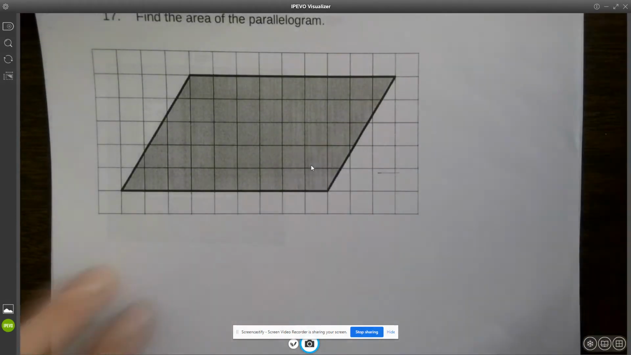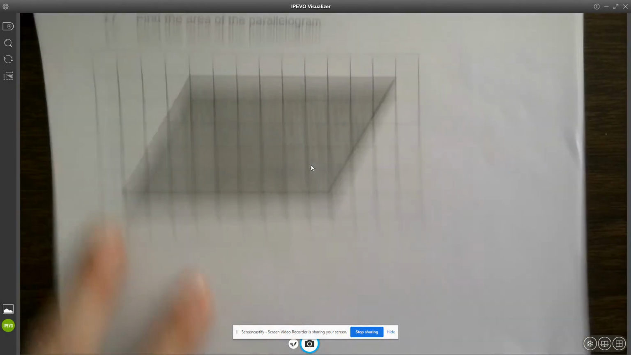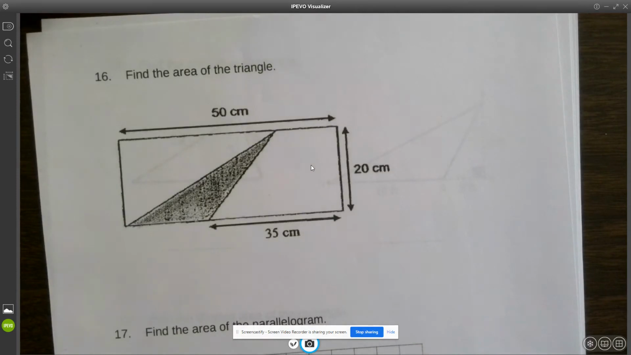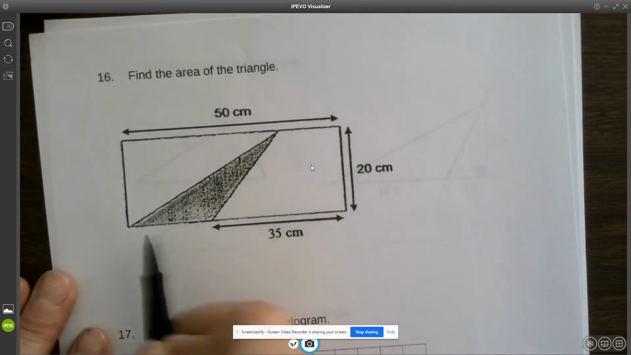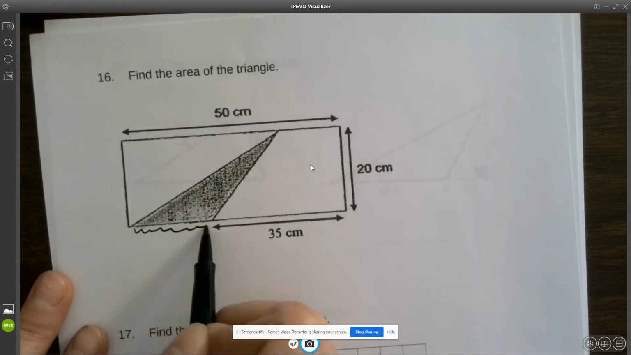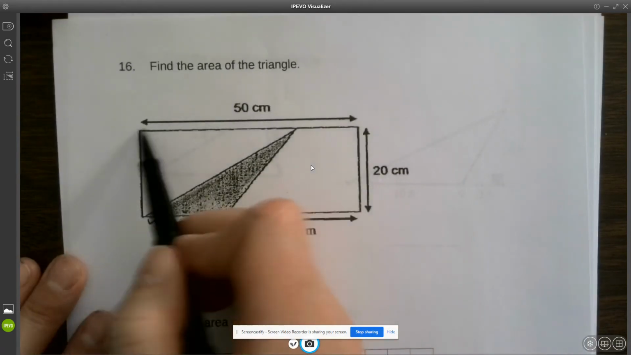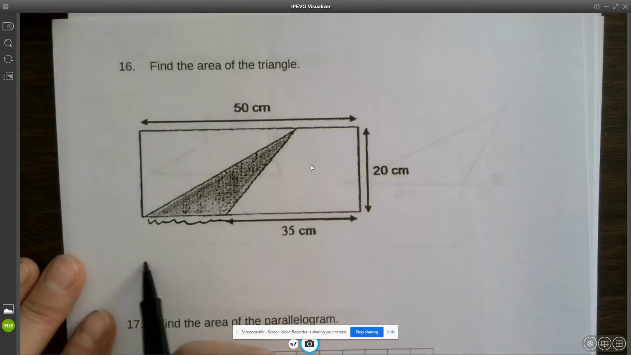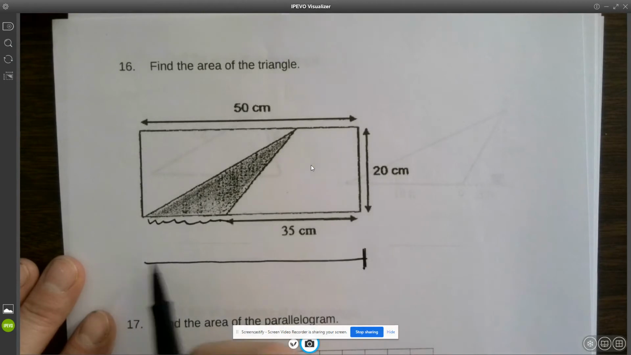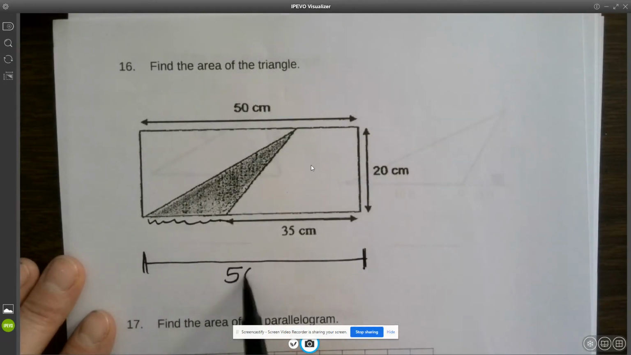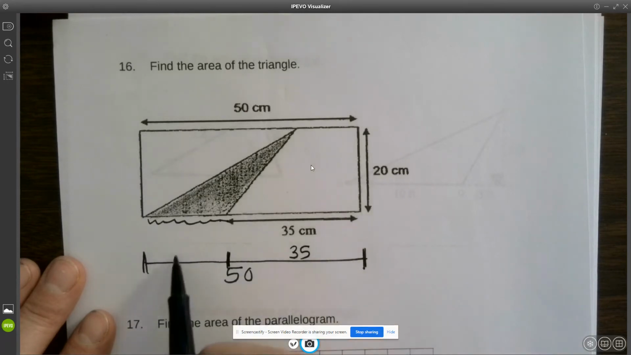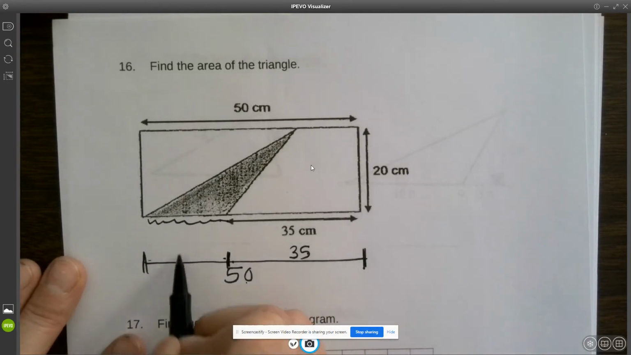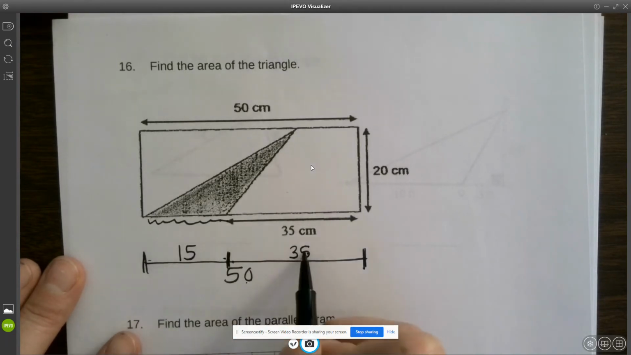Okay. Number 16. Find the area of the triangle. We need to figure out what this base is right here. We don't know. But I do see that from here to here it's 50. So from here to here it's 50. And from here to here it's 35. Can I figure out what this is right here? Yeah, because 50 take away 35. This would have to be 15 because 15 plus 35 is 50.